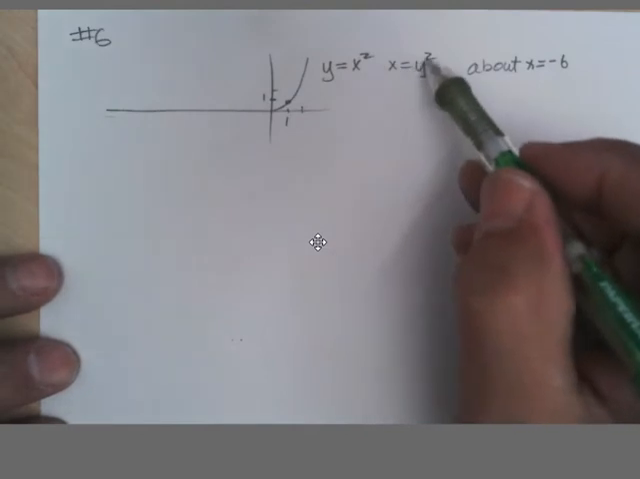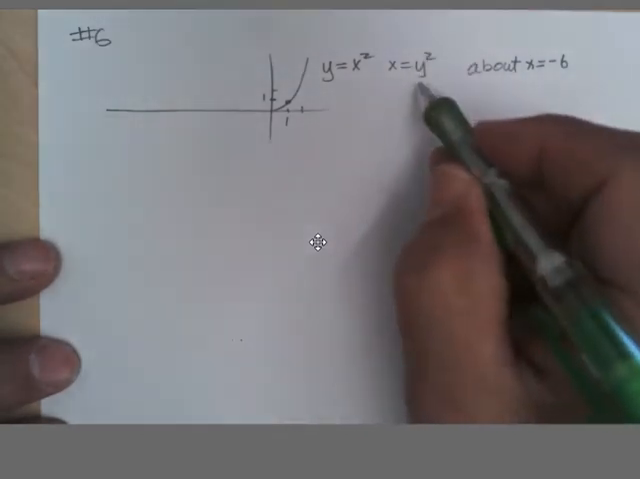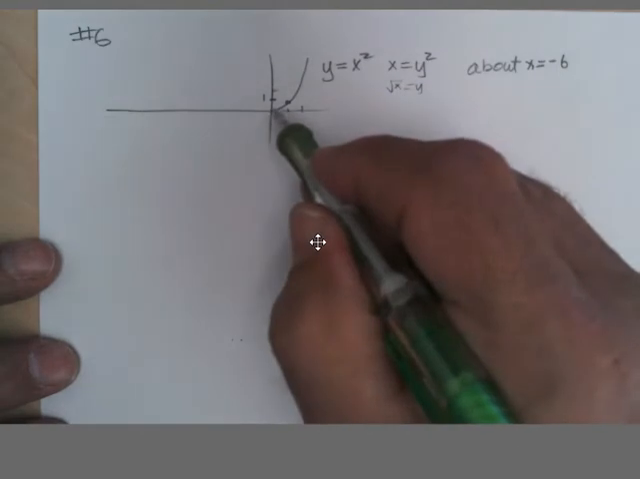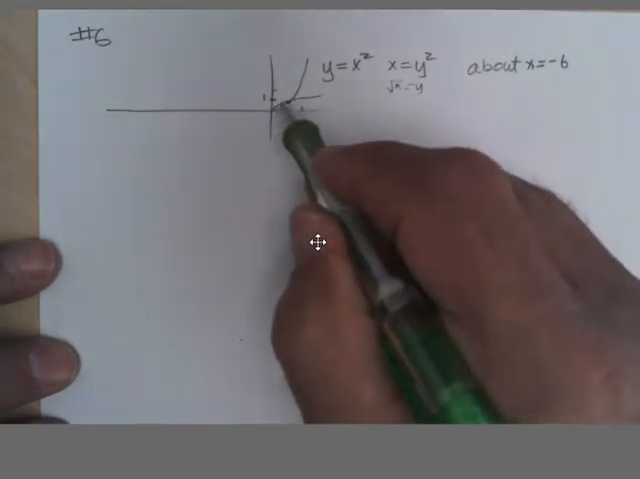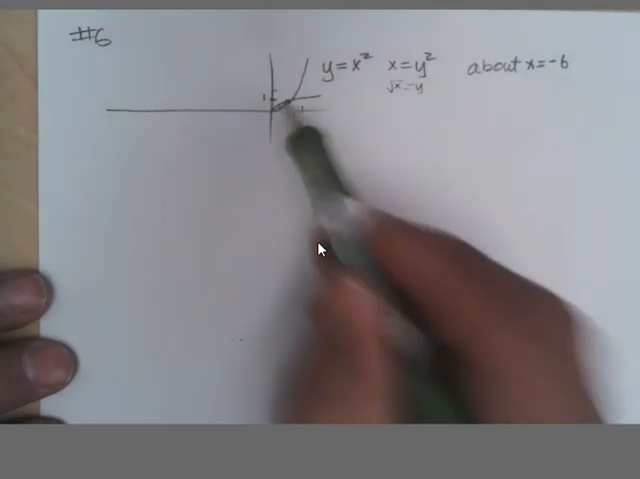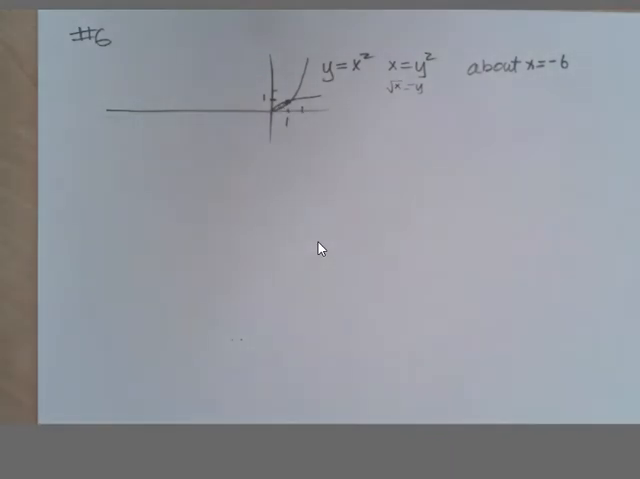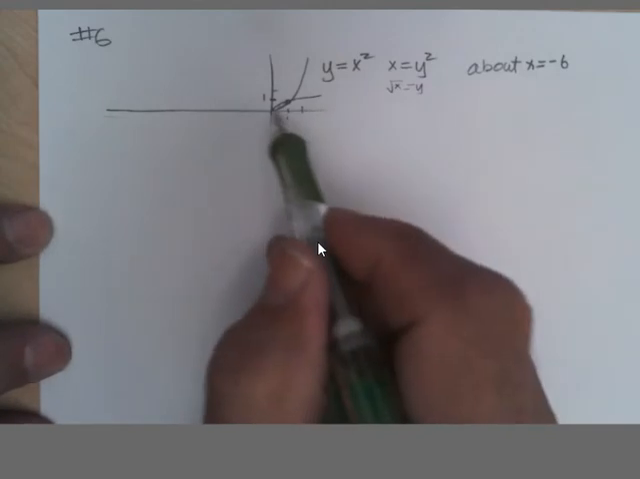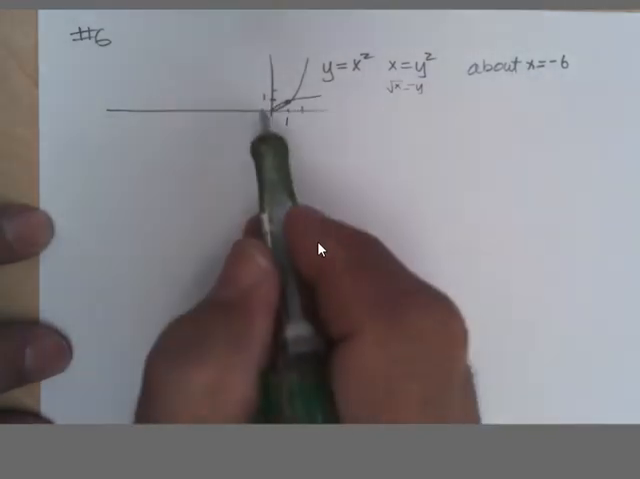And x equals y squared, so that's y equals the square root of x, which is a parabola that goes this way. They both go through (1, 1). So we just have this little slice in there. It's going to be really hard to see, so I'm going to enlarge this in a sec, but we're going to take it around x equals minus 6.